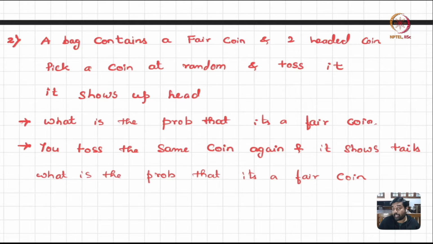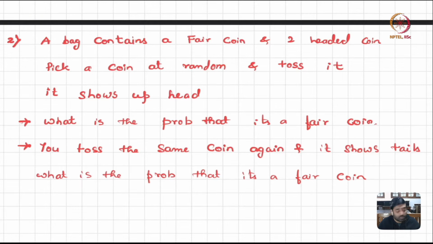On the other hand, you have the second coin, which has both heads. So you have a fair coin, and then you have a second coin, which is a biased coin, in which both sides are heads. Then you randomly pick a coin from that bag and toss it. Now, what is the probability that it's a fair coin? That is the first question. The second question is: you toss the same coin again, and it gives you tails. Then what is the probability that it's a fair coin?